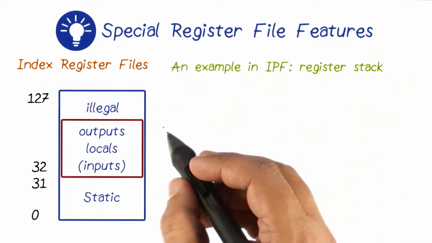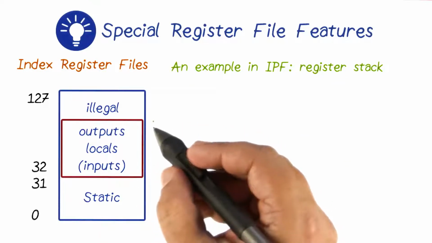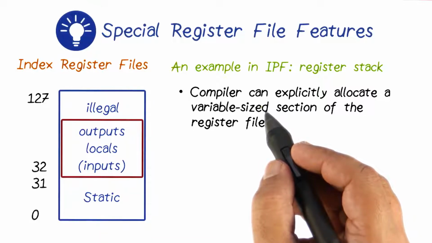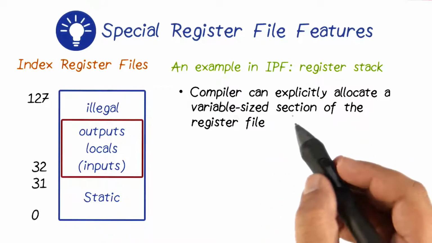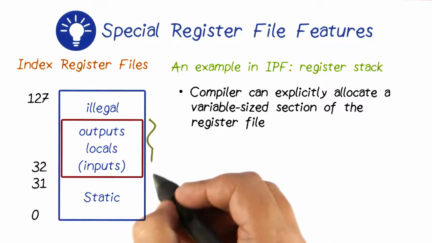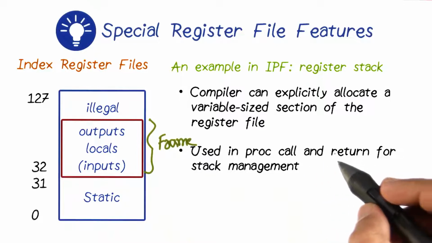Let us look at an example of a function call that is held by the index register file approach. Here is an example of a frame that is allocated using a register file. What is a frame? A frame is an area of memory where the input, the output, and local variables of a function call reside. In addition, in a frame, you always have a return address where the function call will return. So the compiler can explicitly allocate a variable section of the register file for processing the frame as shown over here. This frame, as I mentioned earlier, is used for procedure call and return for stack management.